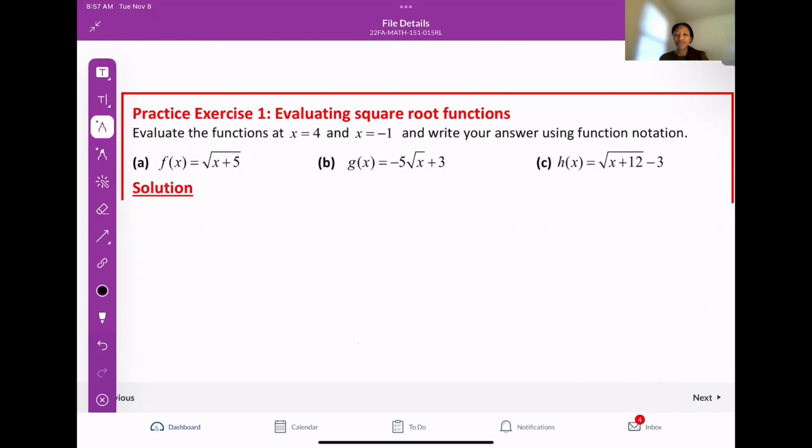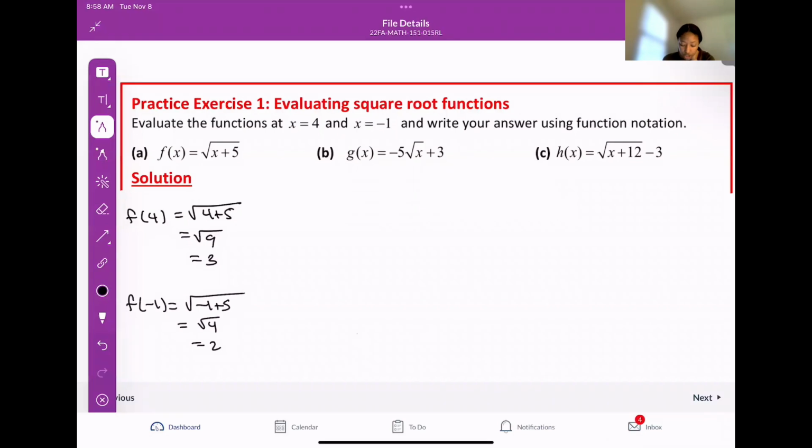This is just like we evaluate any other function. If we want to evaluate these functions at x equals 4 and x equals -1, we replace the x's with 4 and -1. For part A, f of 4 would be the square root of 4 plus 5. That's the square root of 9, which is 3. That's it. For f of -1, that's the square root of -1 plus 5. The square root of -1 plus 5 is the square root of 4, and the square root of 4 is 2. That's all. So f of 4 is 3, and f of -1 is 2.